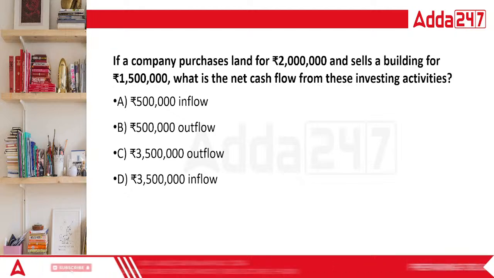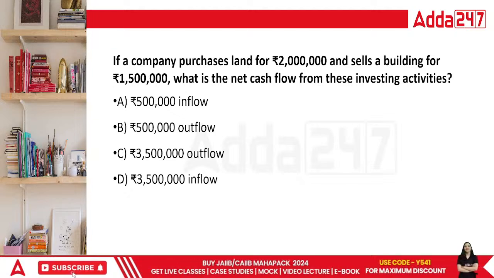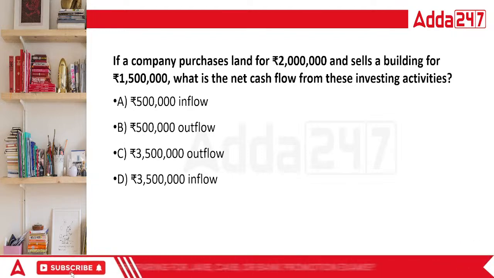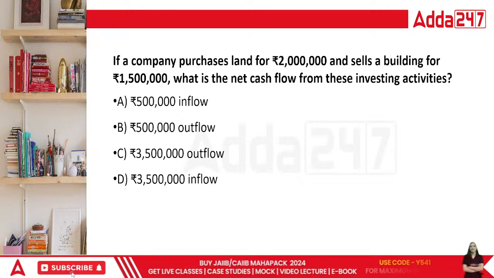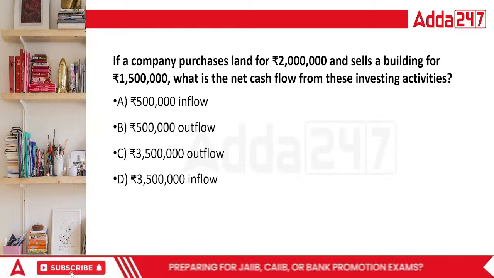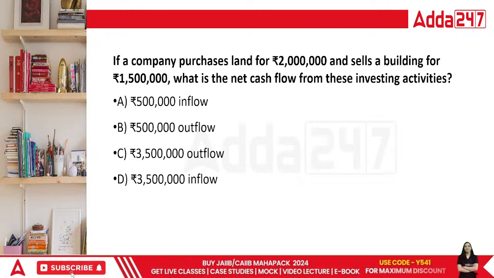Everybody, let's look at the next question. If a company purchases 20 lakhs and sells a building for 15 lakh, what is the net cash flow for the investing activities in this case, everyone? 5 lakh inflow, 5 lakh outflow, 35 lakh outflow, 35 lakh inflow. What's going to be the answer?